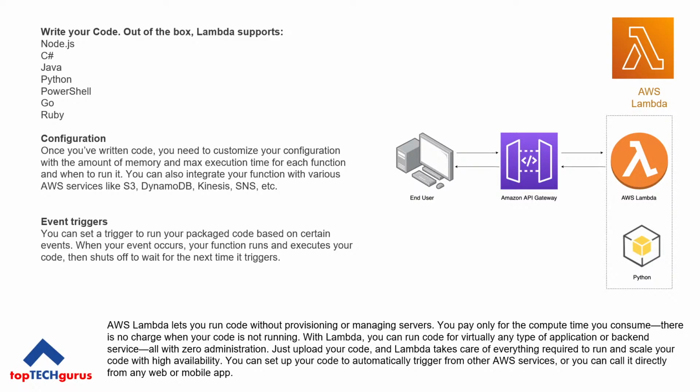What about scalability and high availability? Lambda takes care of all that. You just upload your code. It can be scaled automatically. If there are multiple requests coming in at the same time, AWS will take care of provisioning more computing resources so that your APIs don't face a delayed response or get timed out.